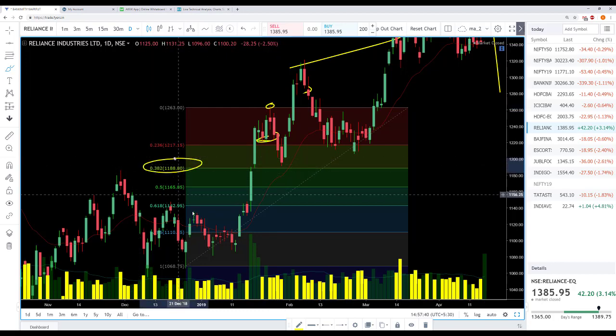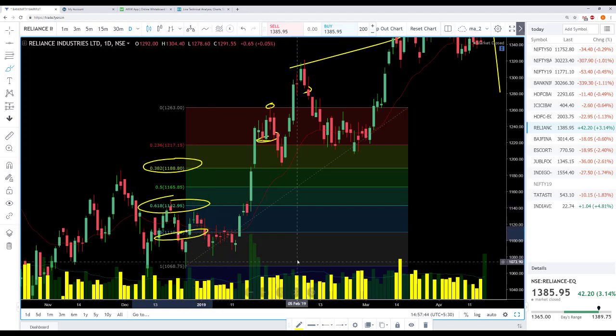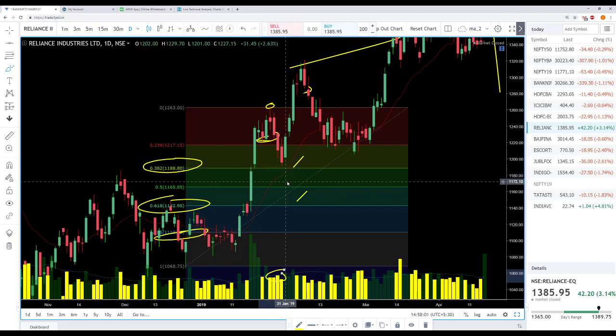0.382, 0.618 and all these are zones, right? But do you know where it will stop? Will it stop here or here? Do you know? No, right? And you can see the selling volumes are also high over here. It is not very less. So you cannot say the selling volumes are low. But do you know if it will stop over here? No. So why? Because there are techniques.